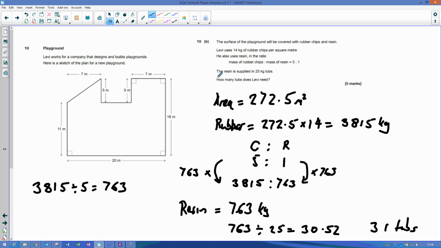Again, always with the longer questions especially, check back what they've actually asked you to do and make sure you've answered the question. You haven't stopped part way through.